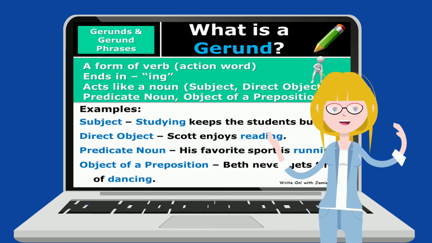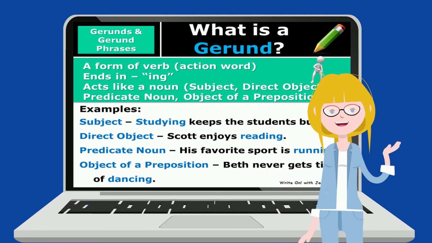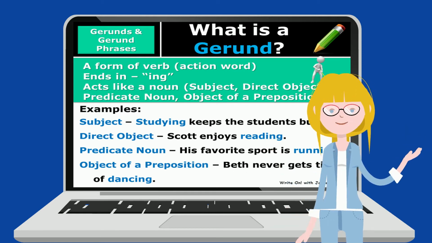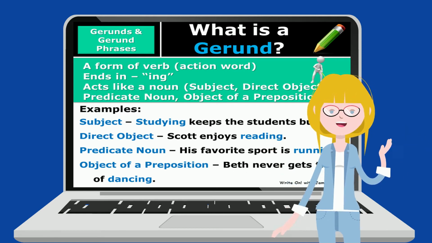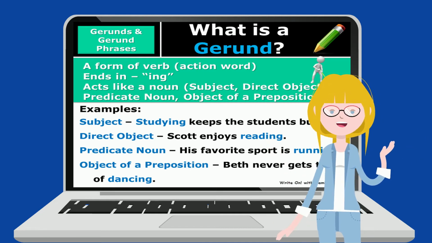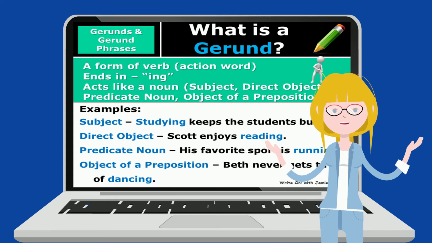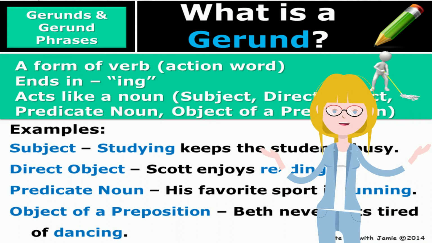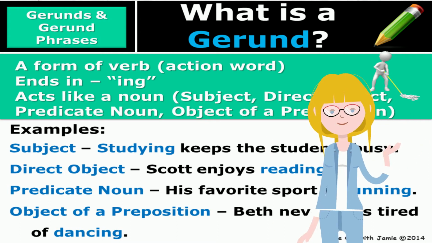What is a gerund? It's a form of a verb, an action word. It ends in ing and it acts like a noun and will be a subject, direct object, predicate noun, or object of a preposition in a sentence. Let's take a look at these examples of gerunds and how they are used in a sentence.